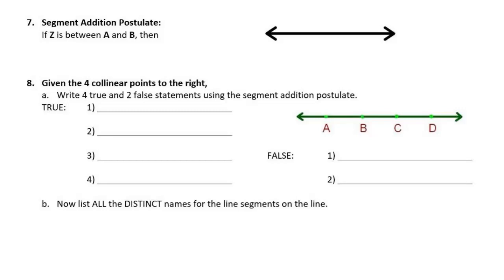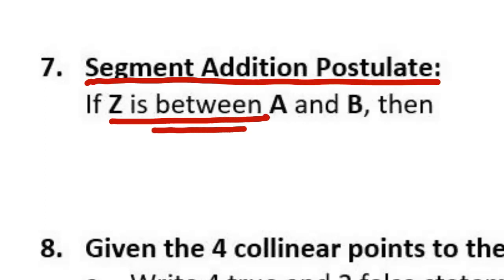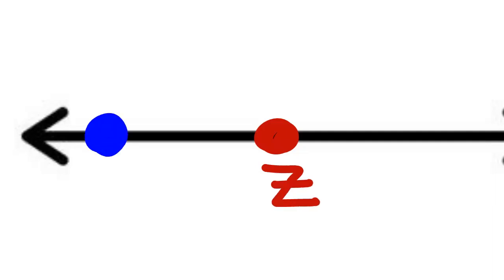All right, so segment addition postulate tells me if Z is between points A and B. So Z is going to be somewhere in the middle-ish. A and B will be on either side of it.